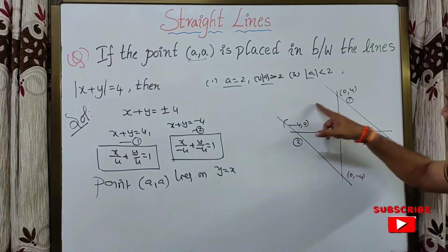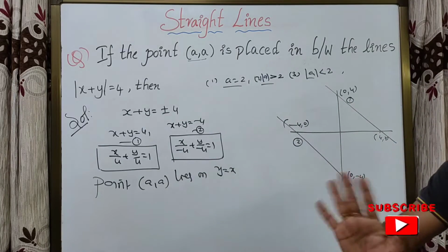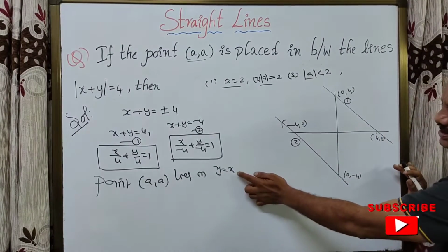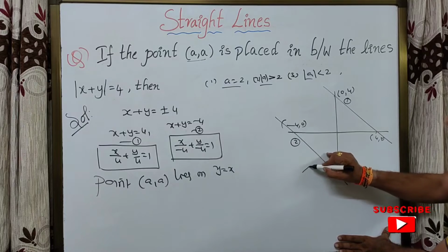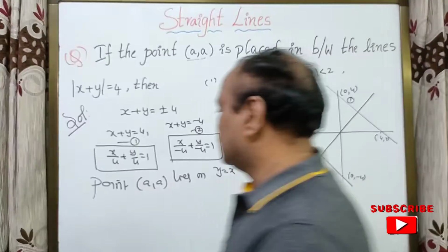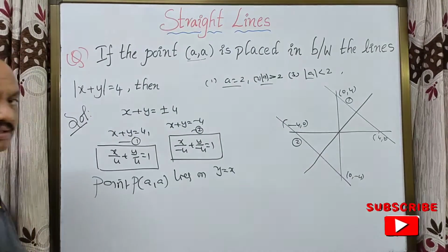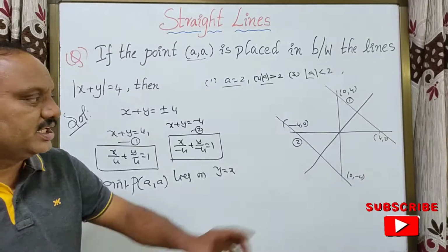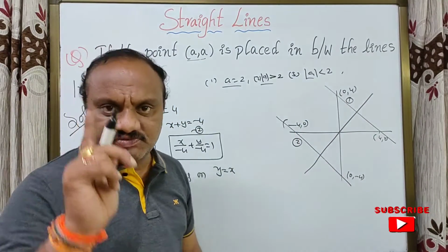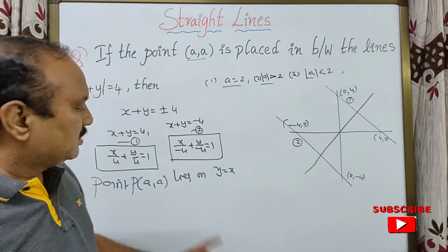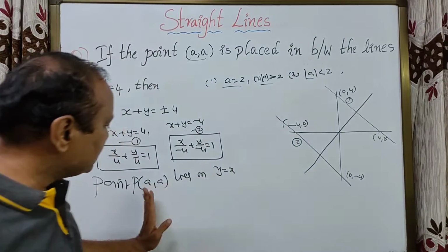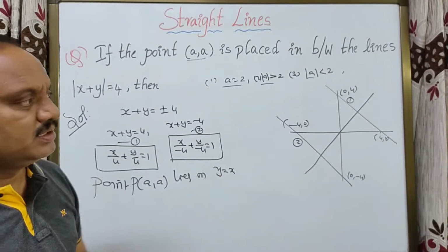This point may lie here. Not like that. This point lies on some curve, that is the curve y = x. y = x is a line like this. So my dear students, this point P lies on some curve, not anywhere in between these two lines. Please remember that point. It is a very, very important point. (a, a) does not lie here or here. It lies on the line y = x only.